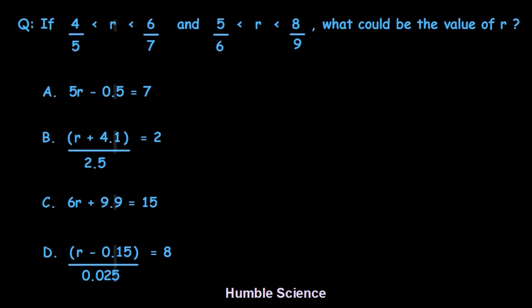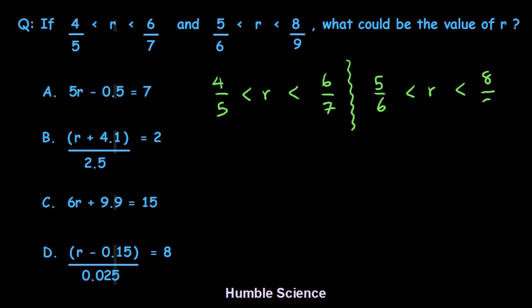This time, let's try solving this question. It combines the knowledge of fractions, decimals, and their operations. It also will help test how well we understand these mathematical concepts. We can first write down what they give us. 4/5 < r < 6/7, and also 5/6 < r < 8/9.